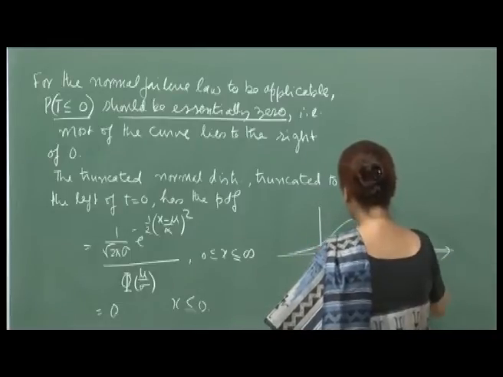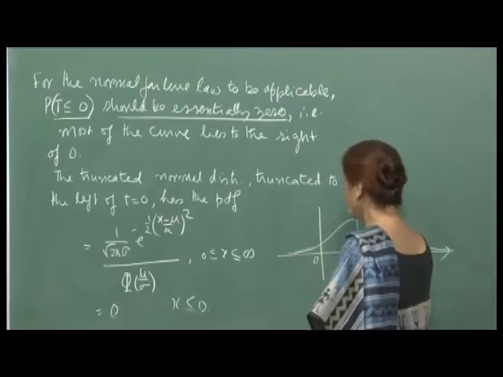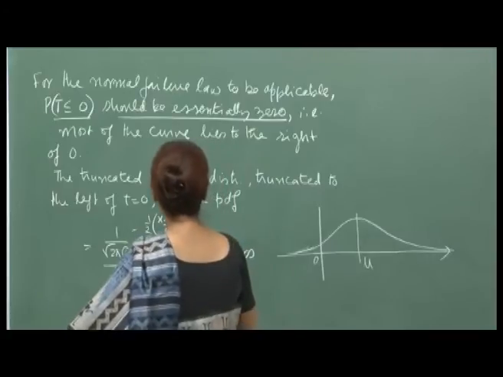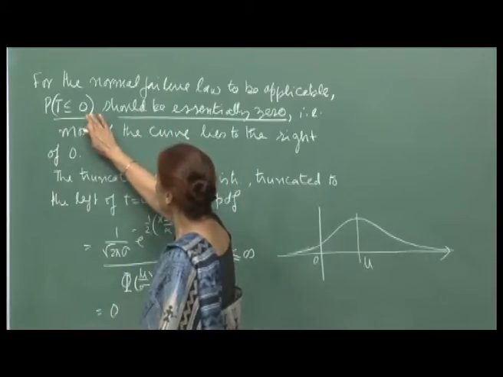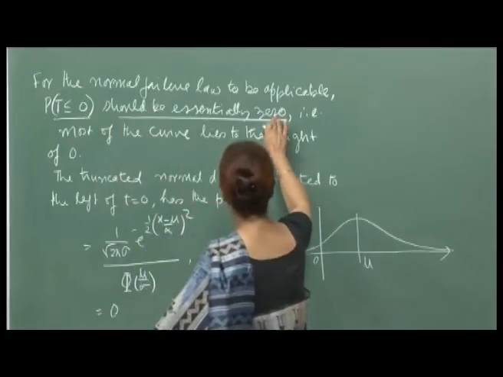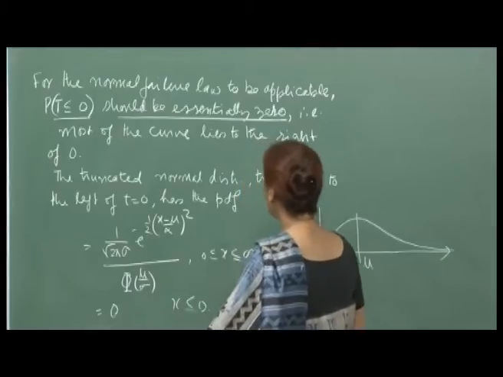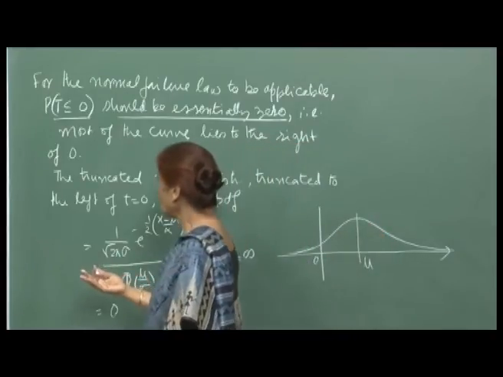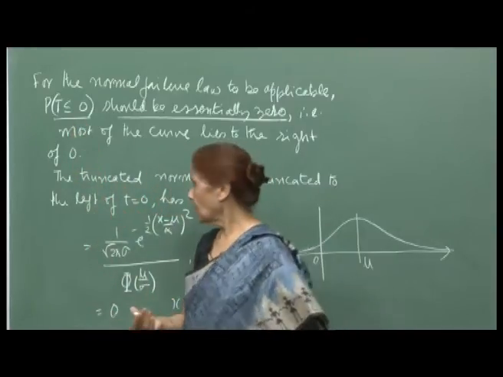Yes, so the curve should be like this. Very small area is to the left of 0. Most of it lies to the right of 0, then the computations would be fine. Okay. So, this is very important. That means this probability of t less than or equal to 0 should be essentially 0, negligible, very small, that is what we want to say. Okay. Now, another way to handle this situation could be that I consider the truncated normal distribution.